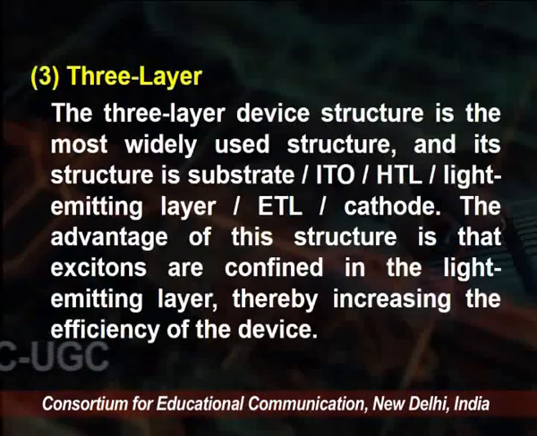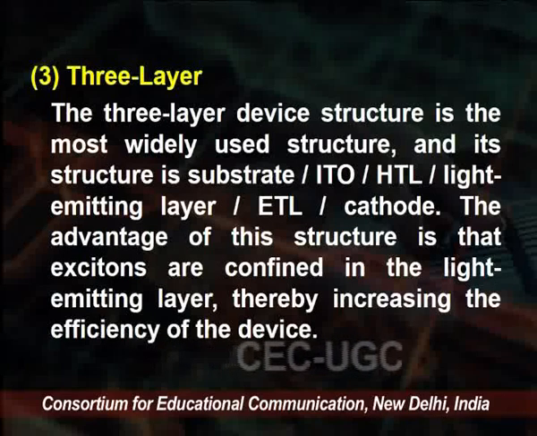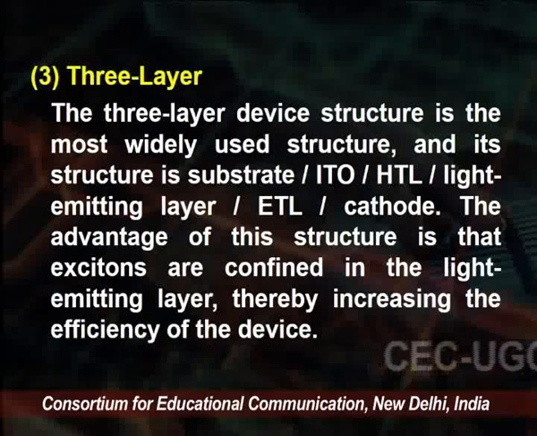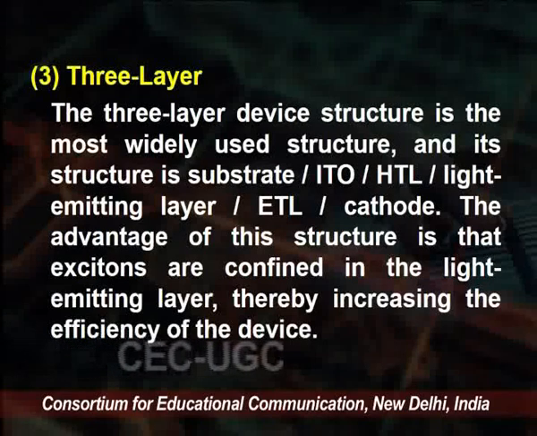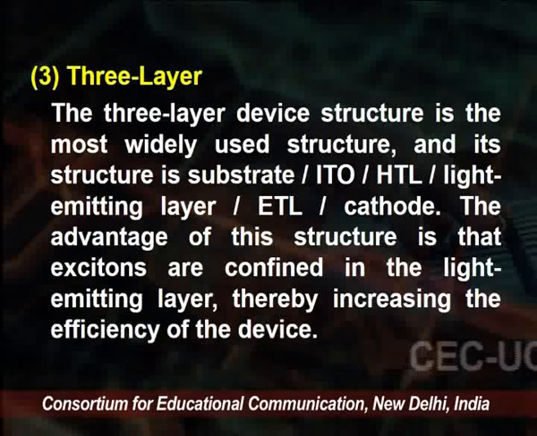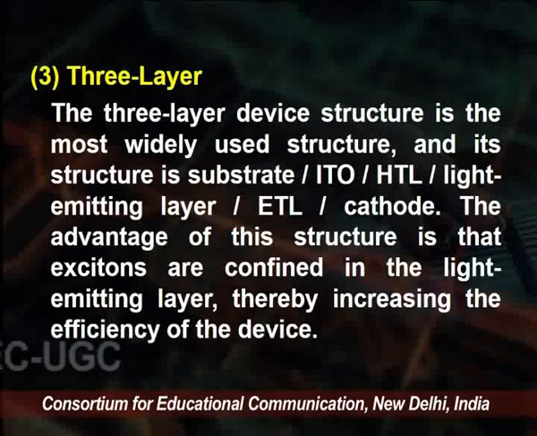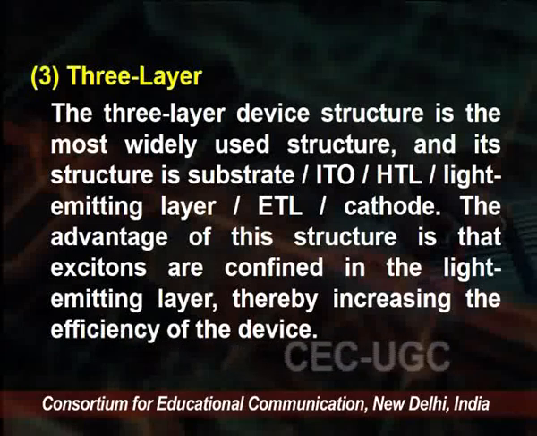The third type of device is the 3-layer devices, where this device structure is mostly used and this structure uses the substrate, ITO, HTL, light emitting layer, and ETL and cathode. And the advantage of this structure is that the excitons are confined in the light emitting layer. In this we are having a light emitting layer in this type of 3-layer, thereby increasing the efficiency of the devices.